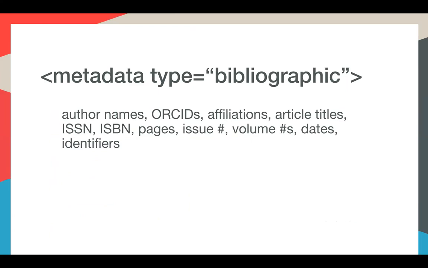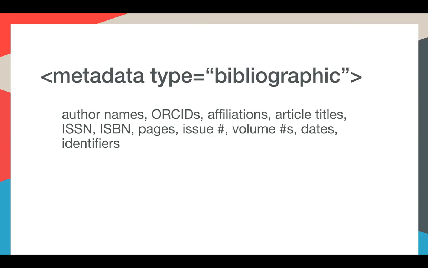So when you register your content with us, you create a metadata record for that content. The record, as with most metadata, describes content in detail. The level of detail is really up to you, but a record must contain basic bibliographic metadata like author names, ORCID IDs, affiliations, article titles, ISSN, ISBN, page, issue, volume, dates, any internal identifiers that you may use, and of course the URL of the item, and of course the Crossref DOI. So those are all important bibliographic information. We require a title, we require a publication date, but the rest is all just as important.